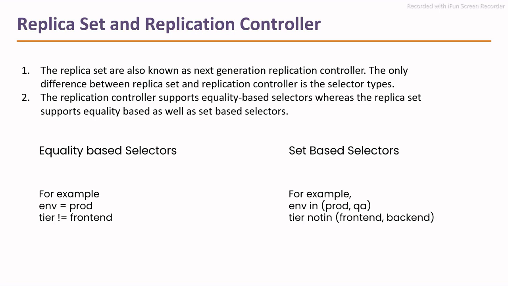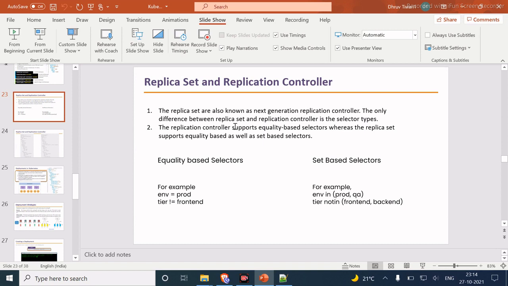Replica set is very similar to the replication controller. As usual, first we have the API version, then kind, metadata, and spec. The API version, though, is a bit different. It is apps/v1, which differs from the replication controller, where it was simply v1. If you put the wrong value, you are likely to get an error saying no match for kind ReplicaSet.